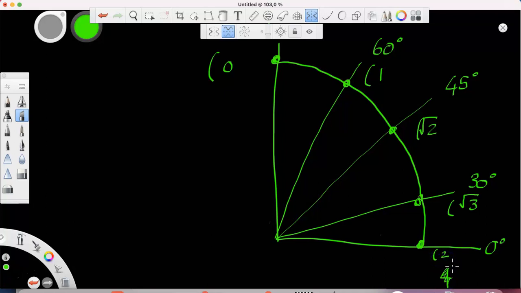And then the next thing I'm going to do is the same, but backwards for the y values. So this one is going to be the square root of 0, which is 0. This one is the square root of 1, which is 1. This is the square root of 2, which is square root 2. Then square root of 3, which is square root 3. And then the square root of 4, which is 2.